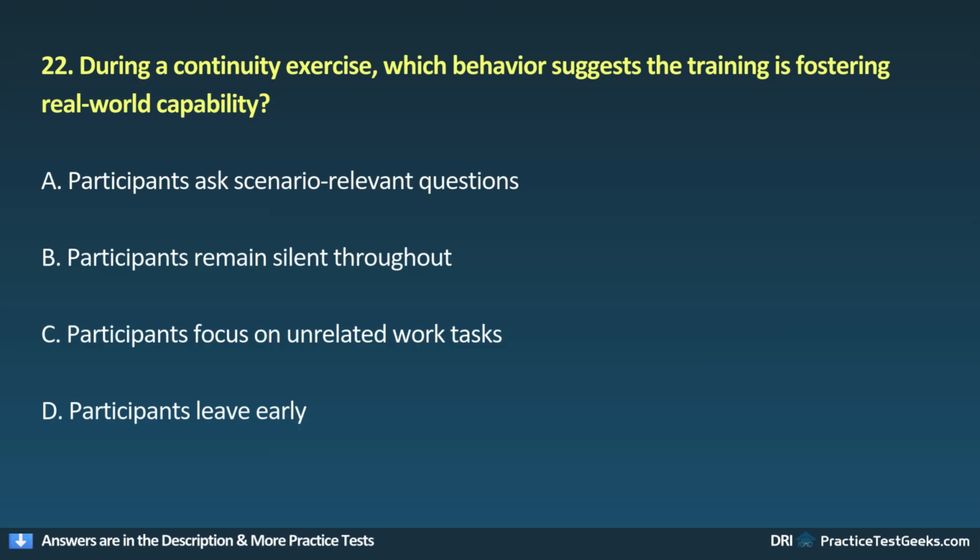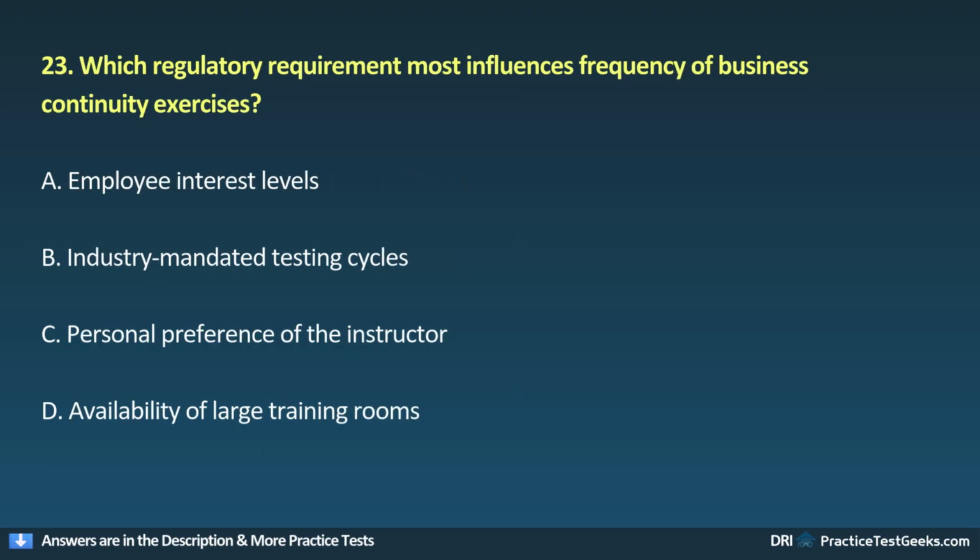22. During a continuity exercise, which behavior suggests the training is fostering real-world capability? A. Participants ask scenario-relevant questions. B. Participants remain silent throughout. C. Participants focus on unrelated work tasks. D. Participants leave early.